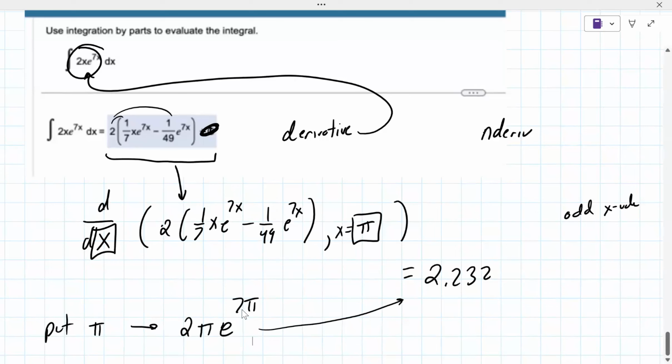Because this answer is pretty large. I mean, it's in the hundreds to maybe thousands.